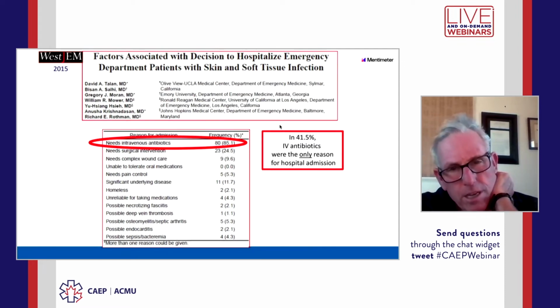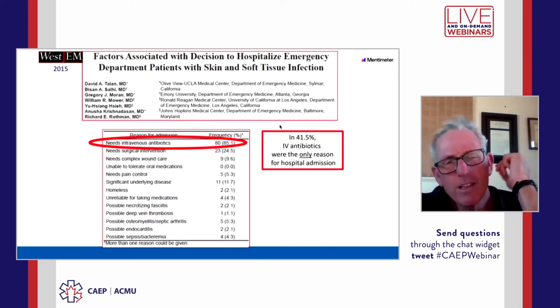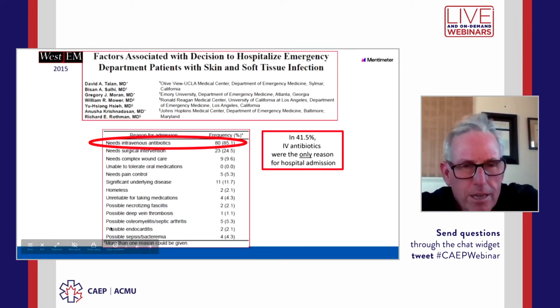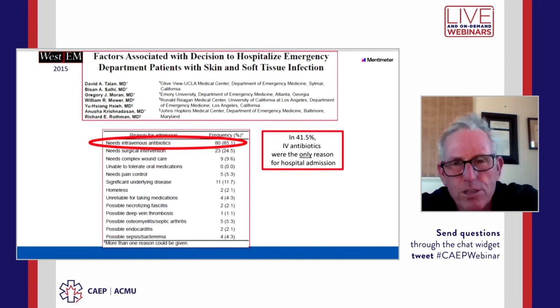necrotizing fasciitis. And being Canadian, didn't you have like some premier or president in Quebec? Wasn't there some famous politician who lost their leg due to necrotizing fasciitis?